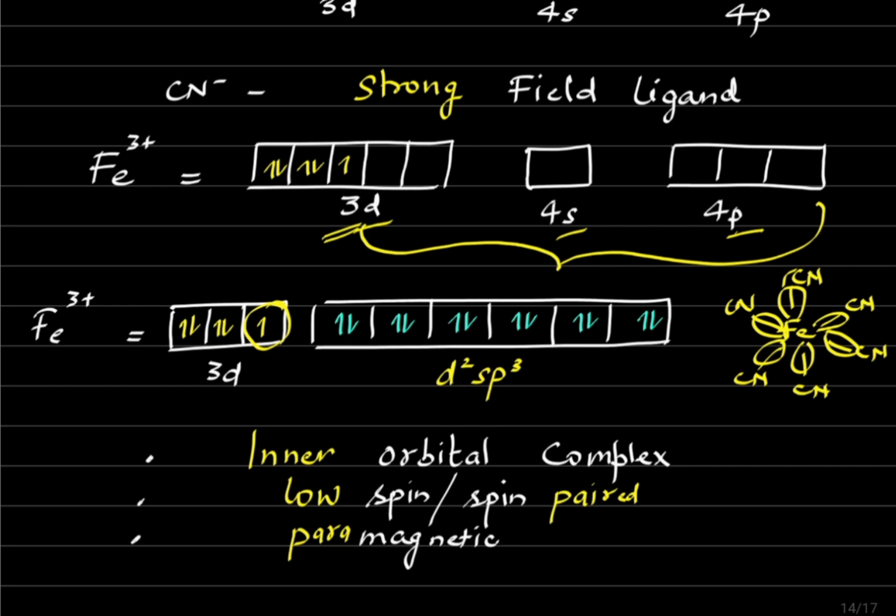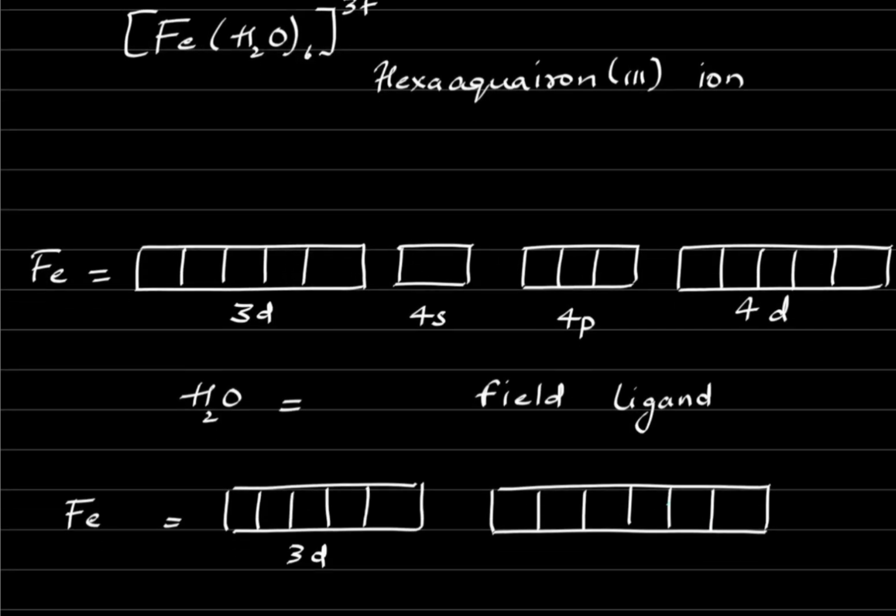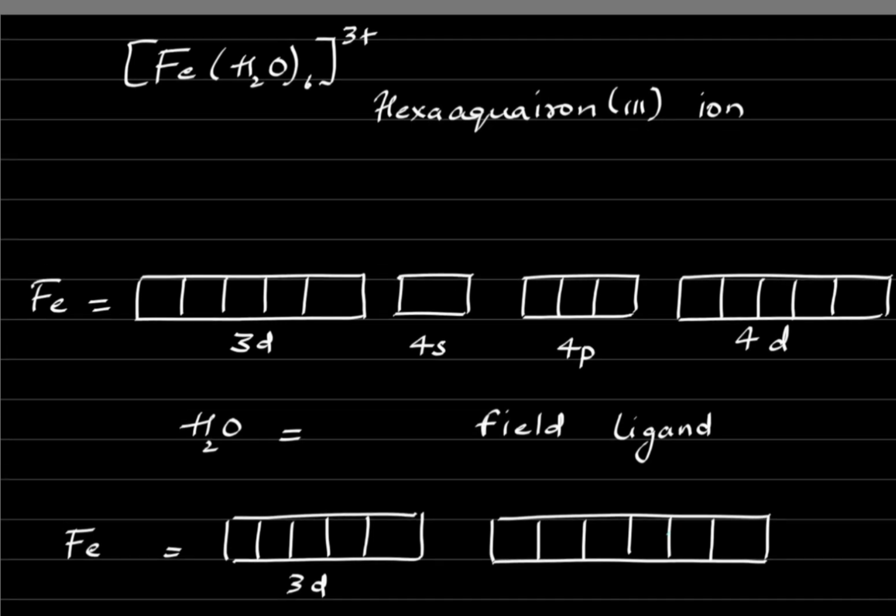For that, let's consider this example. So here we have hexaaquairon(III) ion. Now, water here is a neutral ligand, a neutral molecule, which means it doesn't have any charge, which means the charge on the complex is the charge on the central metal ion. That means iron here is iron 3+. Now we have seen in the example before that iron 3+ has 3d5 arrangement.